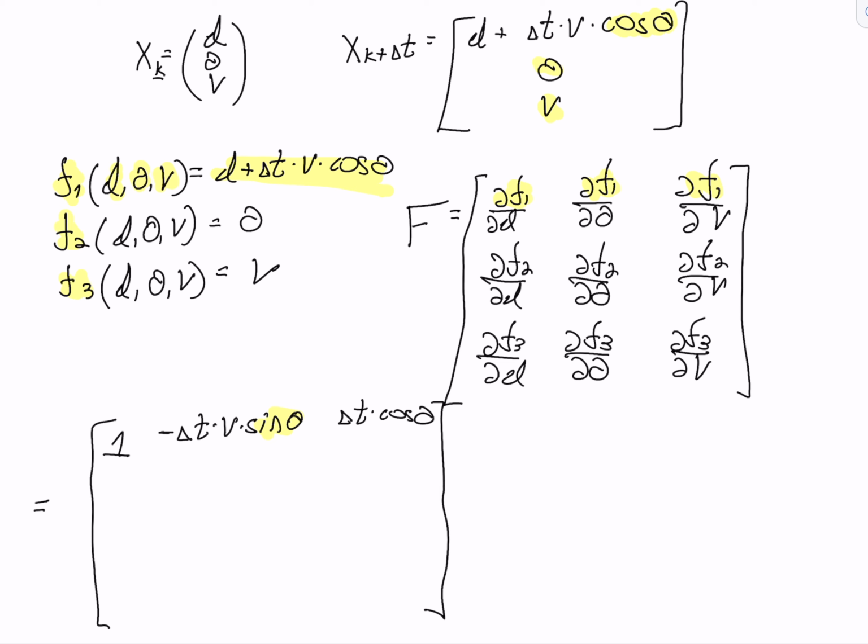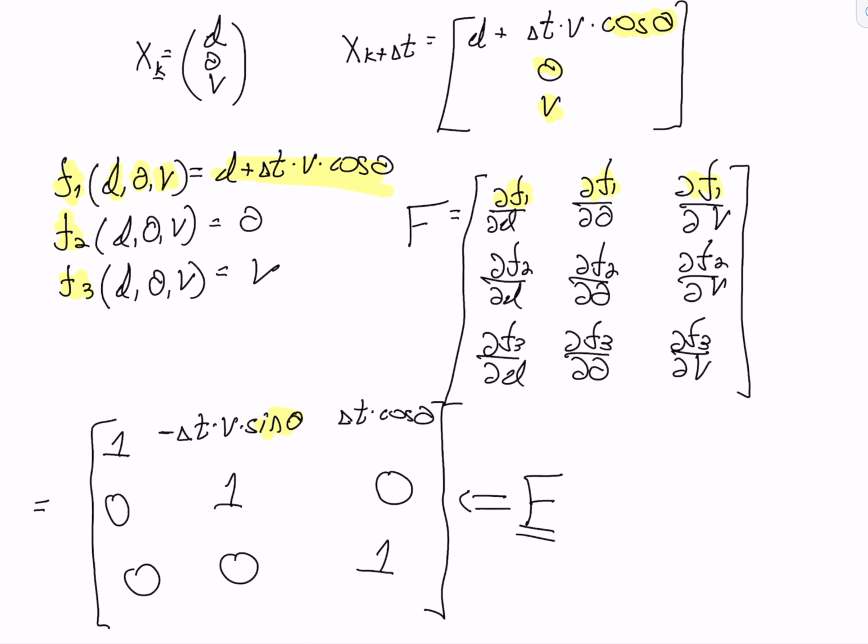Now, everything is going to be very easy because everything is going to be linear. When I derive f2 with respect to d, I get 0. When I derive f2 with respect to theta, I get 1. And when I derive f2 with respect to v, I get 0. And basically, it's exactly the same over here because all I need to do is to derive v with respect to v. So this is the Jacobian matrix F that we got from the arbitrary nonlinear function f.